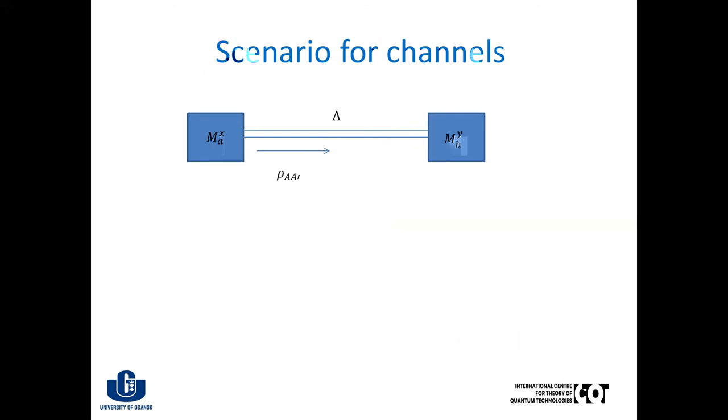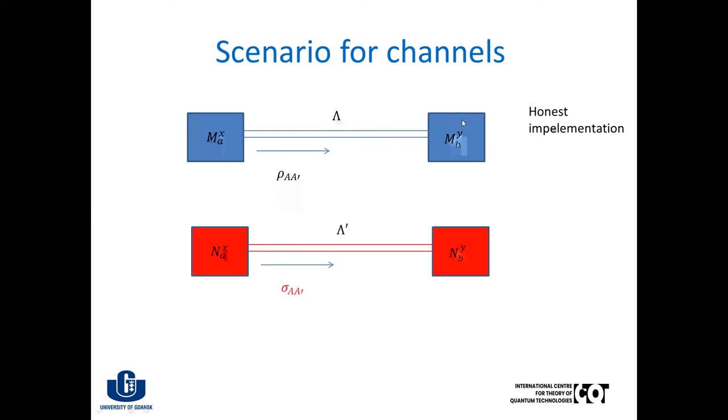In the scenario for channels, you consider a similar issue, but explicitly consider the channel between the pairs of devices of Alice and Bob. Let's call it lambda, and let's call this whole setup an honest implementation setup. I have some input state that should be fed by an honest provider. Then there is a lambda to which I enter this, and then there are measurements that are not trusted, but this is the honest implementation.